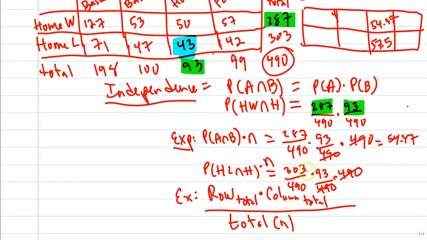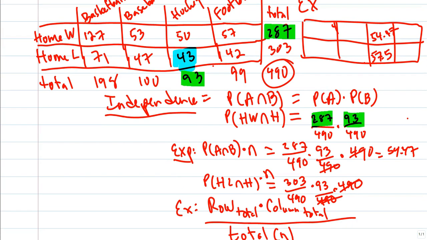Well, look, we did the probabilities times n. One of these canceled out, so it ended up just being the row total, the column total, and one n left. Row total, column total, one of these canceled out, right? So if I wanted one more here, let's go back up and do maybe more than one. Let's do this one and this one.